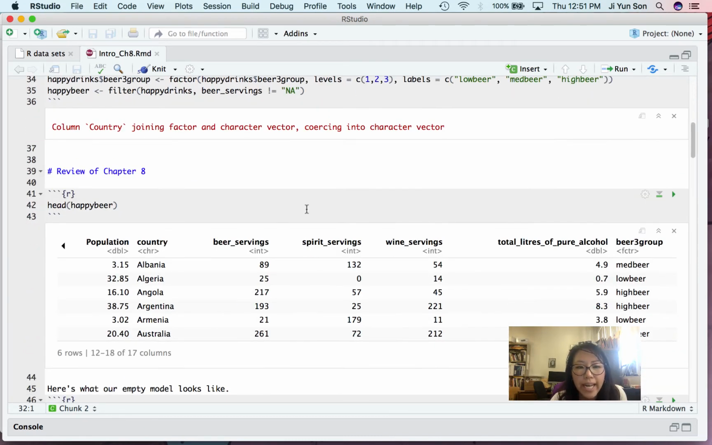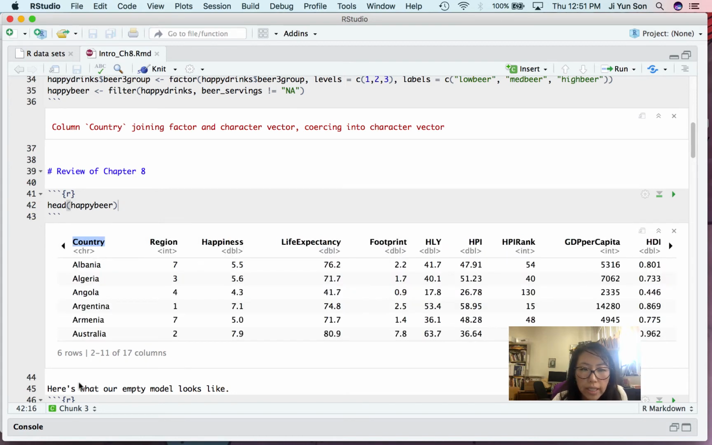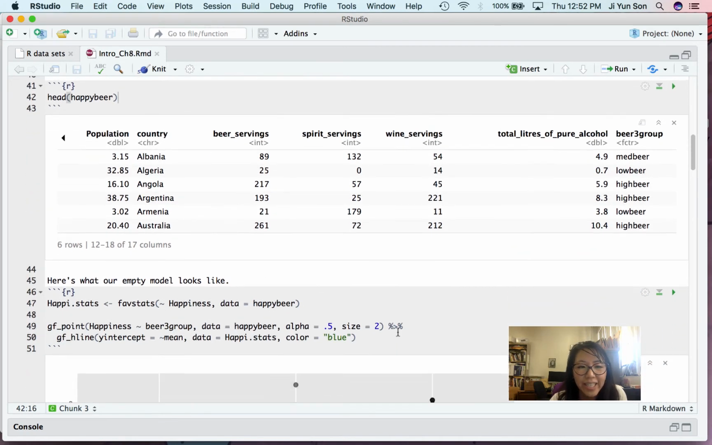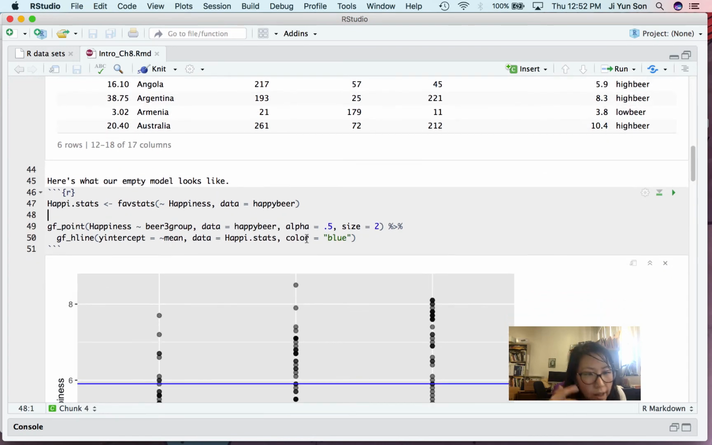Boom. All right, and so here I just did head Happy Beer, and here's what it looks like. It's all the same stuff you know, but when you look at this, it's country, region, happiness, and so on. And then when you go to the very end, you'll see beer 3 group. And so remember Albania, they drank a lot of spirits, but it turns out they don't drink as much beer. So they're a medium beer group. Algeria tends to be low beer as well as low spirits. Angola, I think they were medium spirits, but they're actually high beer drinkers, right? All right. So this is all stuff we've done before.